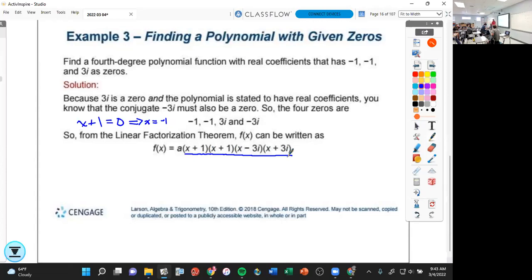There's no like terms because we're multiplying. What is x plus 1 times x plus 1? Let's go ahead and multiply it out. X squared plus 2x plus 1. Okay. What is, I'm now putting that in parentheses. What is x minus 3i times x plus 3i?